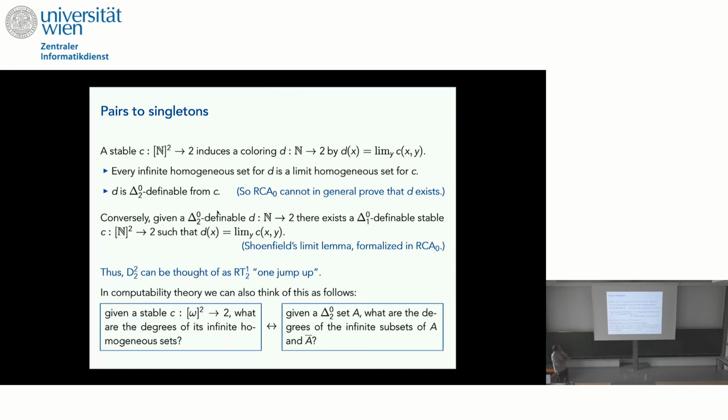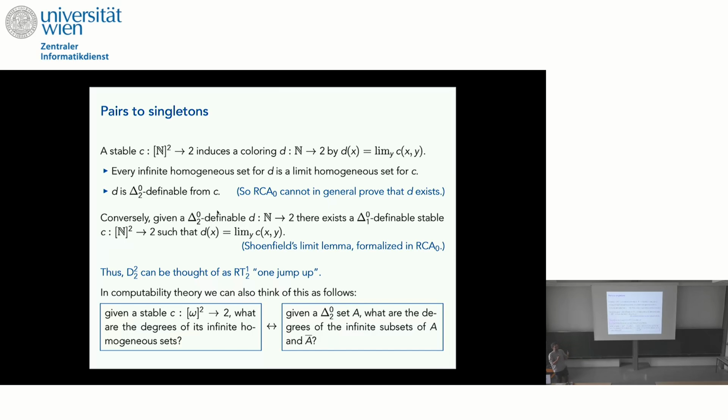Okay, so we can think of a stable coloring as inducing a coloring of singletons via this limit color, right? If I have this stable coloring C, then I can say D is defined on the natural numbers by D of X is the limit color of X. And the point of this, of course, is that the limit color is not something you can know computably. You know it in a delta 2 way, right?